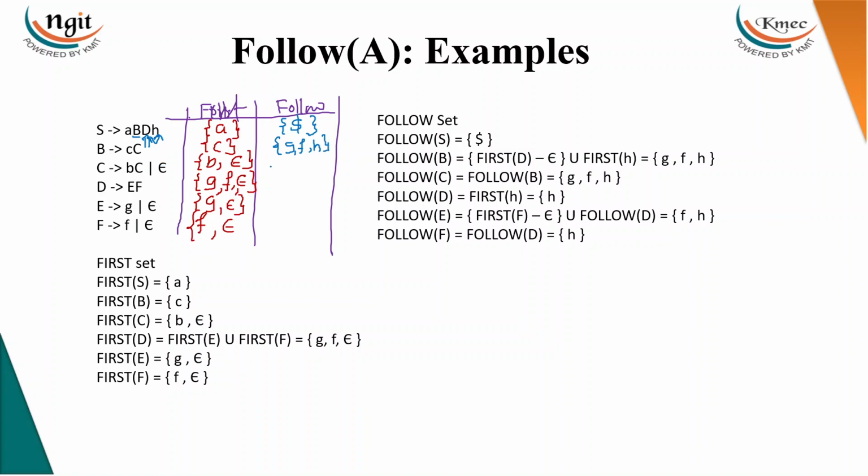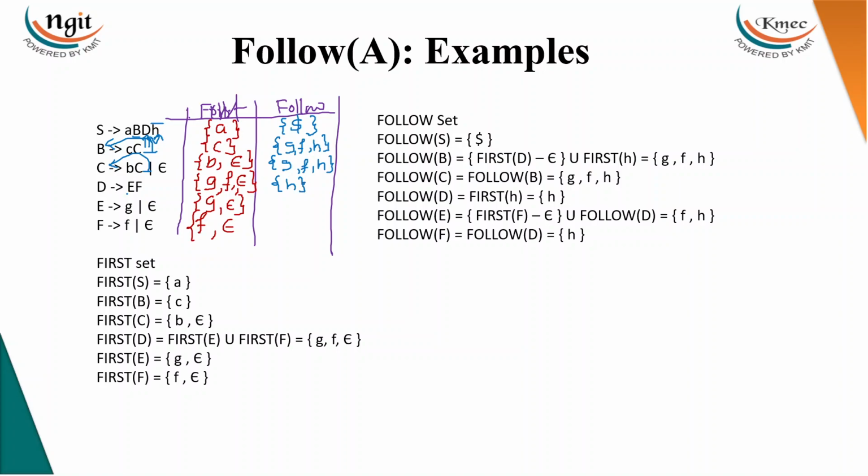Then same way, B is nowhere occurred. Then take follow of C. So C occurred two times. Follow of C is follow of B. What is the follow of B? We already found G, F and H. Same way, follow of D. So D is followed by H. As it is a terminal, you can directly take it.